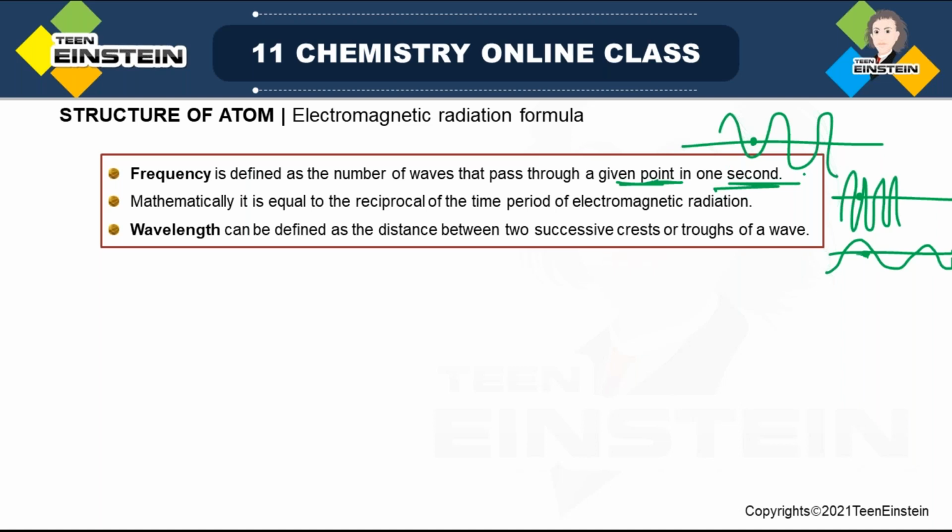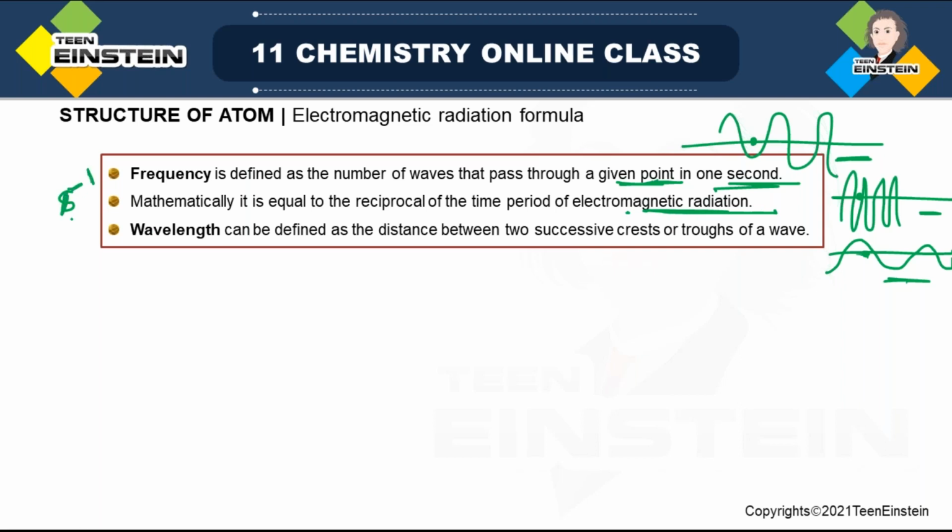So when wavelength is decreased, see here the wavelength is very high, then here the wavelength is comparatively less, and in this picture it is very less. As it becomes less and less, frequency becomes high, because now through a common point the number of waves generated in unit second is very high. The definition of frequency is the number of waves that pass through a given point in 1 second. But mathematically it is equal to the reciprocal of the time period of electromagnetic radiation. That is why its unit is second inverse.